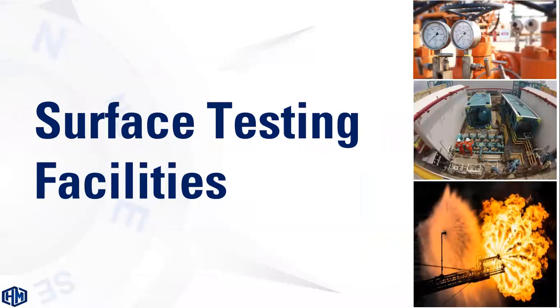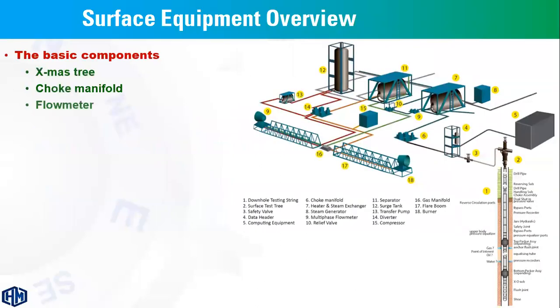So for surface testing equipment, or testing facilities, the main objectives of surface equipment in well testing is to control the well during the test and measure surface flow rates and the pressure during your test. As you can see, this is the typical arrangement of surface testing equipment. Starting from the first component in our system is the Christmas tree. Christmas tree is simply an arrangement of valves and pressure gauges to control the well during the test.